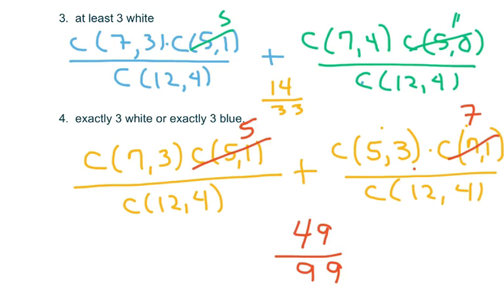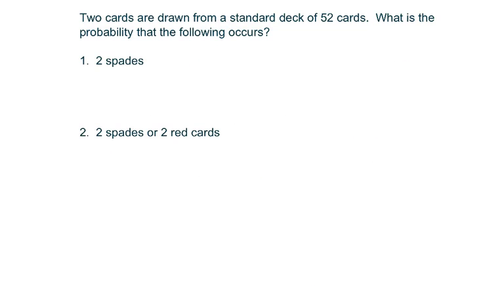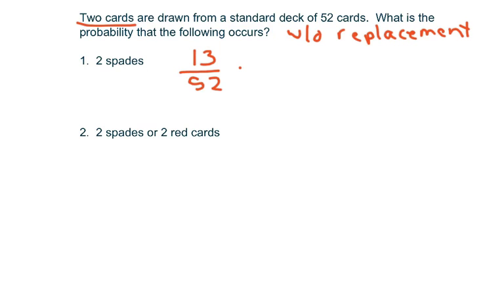Now, the next one, since we're only drawing 2 cards, I'm going to do it the other way. I'm going to just not do the combination notation. We want 2 spades. So there's 13 spades. And then we assume without replacement if they don't tell you. All right. And then the next would be 12 out of 51. This is not even an or statement, but that's going to be 1 out of 17.